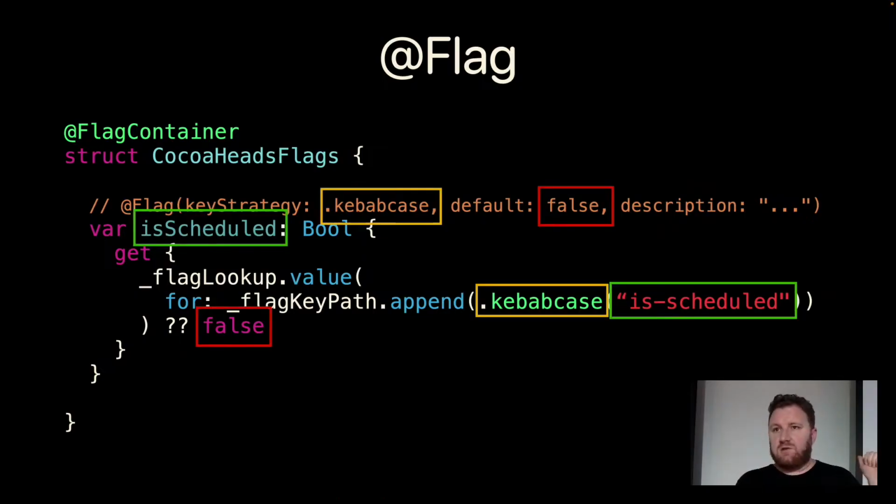So just to highlight, you can see where our macro parameters have ended up in the generated code. The default value that's false on there ends up on the other side of the nil coalescing operator. The key strategy ends up as part of our flag key path creation, and we use a transformed version of the property name as part of our flag key. And that's all done as part of the macro, so this is done at compile time. This is not a runtime operation. Makes it much faster.